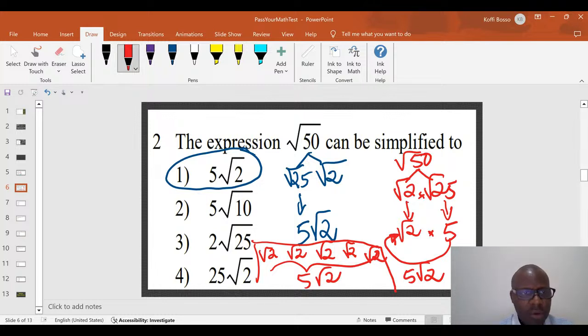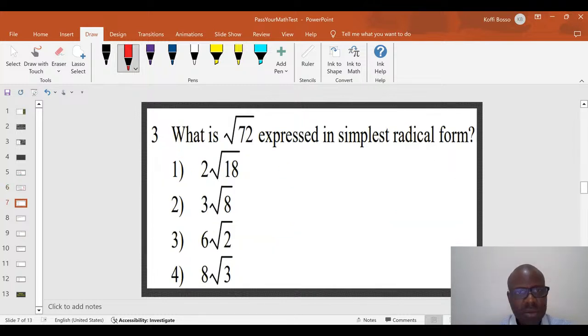Okay, we continue. The next question, question number 3. Again, we want to simplify square root of 72. So the question is, is 72 a perfect square? No. If you go back to the table, there is no number multiplied by itself that gives you 72. But yes, there is a way we can simplify this. So again, we take the square root of 72. We're going to break it down.